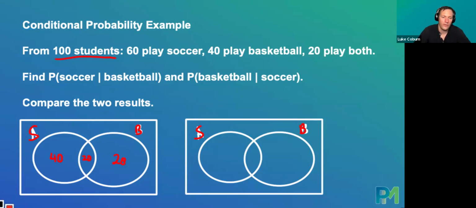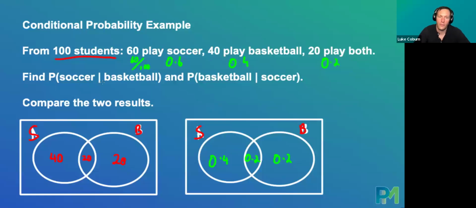Now what I want to do is turn all these into probabilities. So let's work out the probabilities here. This is 60 out of 100, that's 0.6. This is 40 out of 100, 0.4. And this is 20 out of 100, 0.2. Then this is 0.2, and together they give us our 0.4. And this is our 0.4.